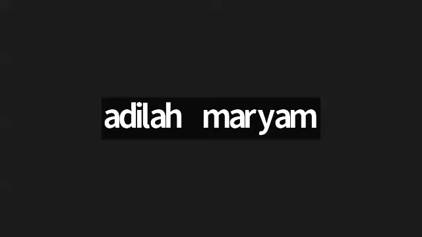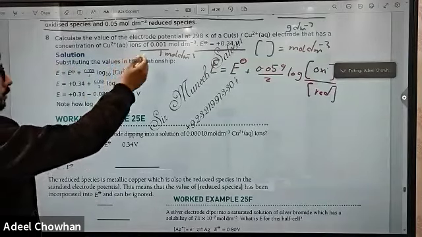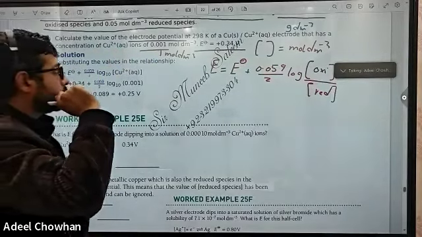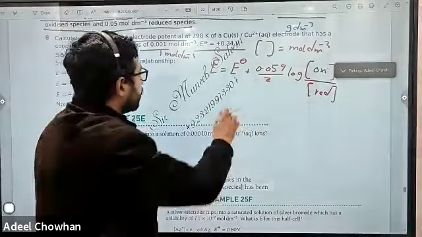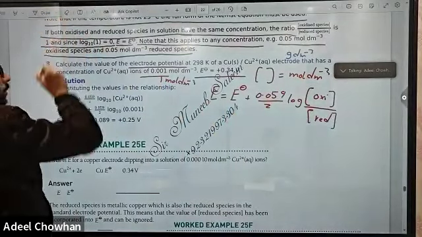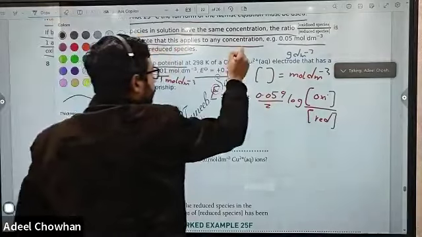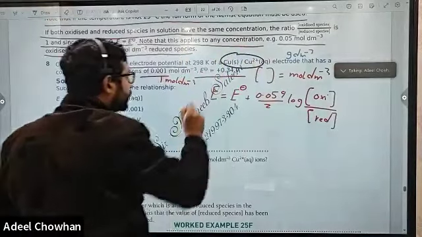Now the question says that we have the concentration of copper ions, which is 0.001 mole per dm cube. Now we have to construct the chemical equation for this reaction, copper to copper ions. How would you represent this equation?